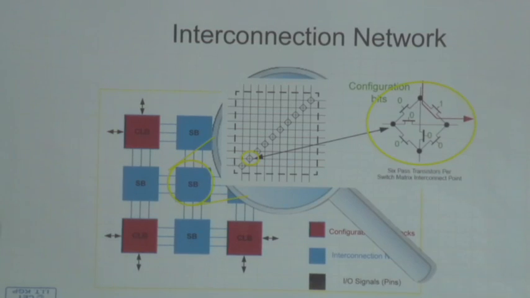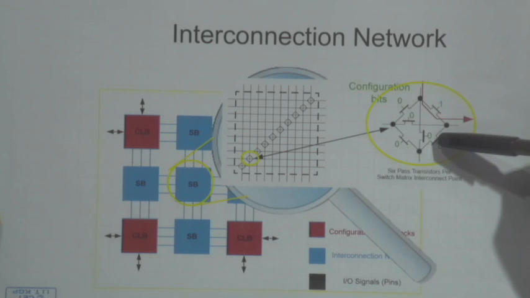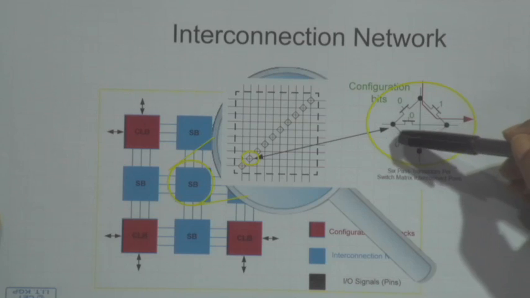Next, we also discussed the interconnection network and how we establish the interconnect. In the programmable scenario, the interconnects are established using pass transistors, right. These are the pass transistors.